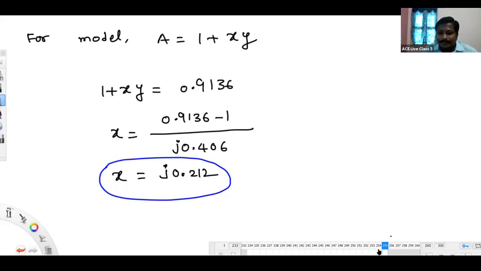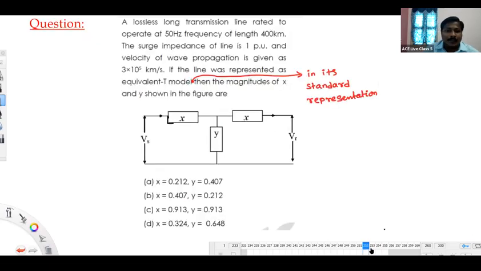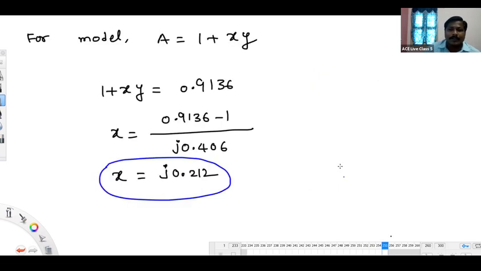Now what's your answer? He's asking the magnitude of x and the magnitude of y. x is 0.212, y is 0.406, 407 close. Option A is correct. The correct answer from the options will be A. Clear?